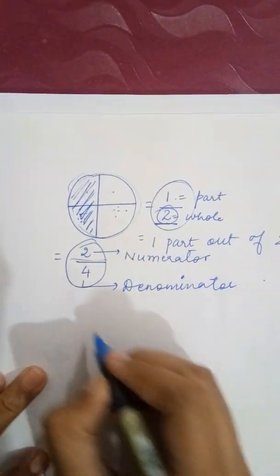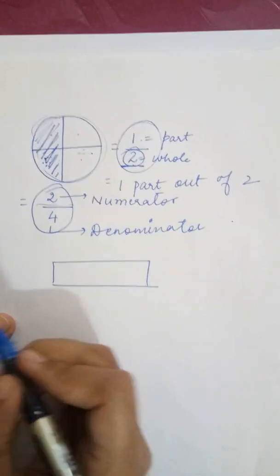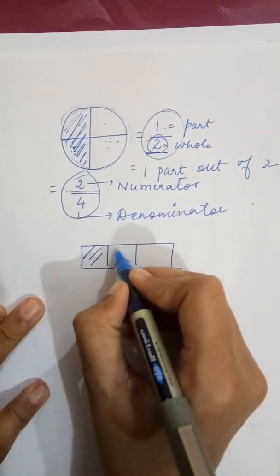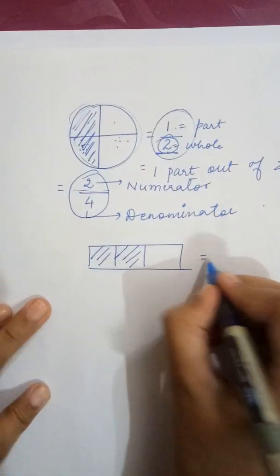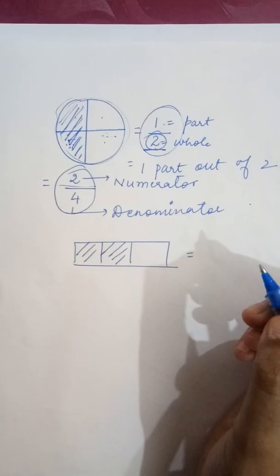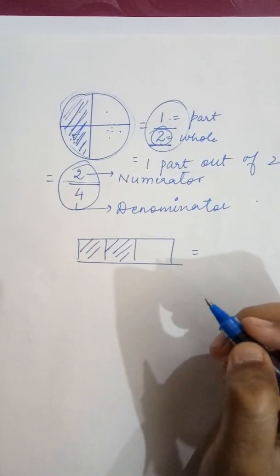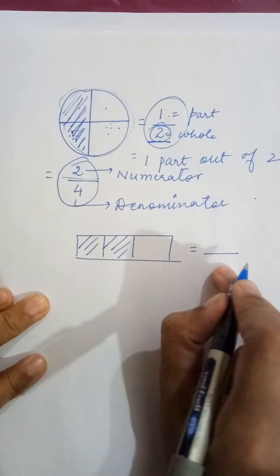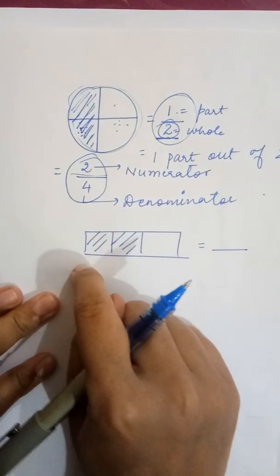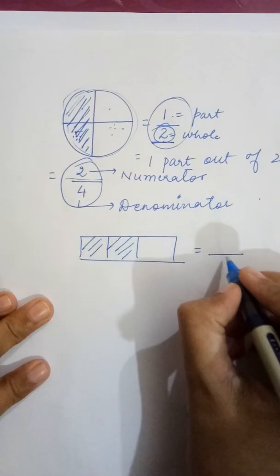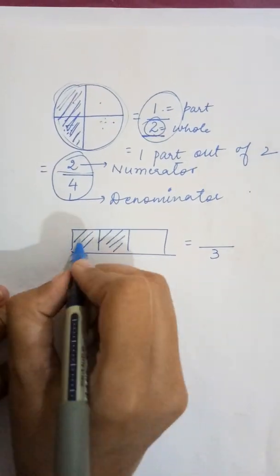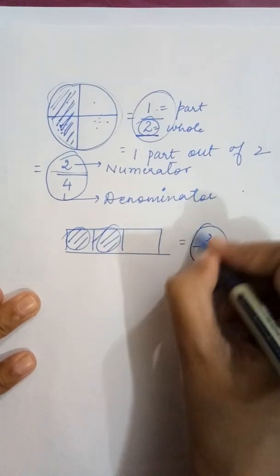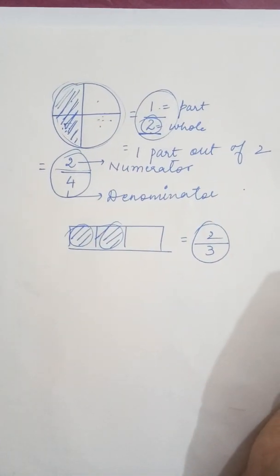Okay, if I am writing like this, this is a rectangle and I have divided it into 3 parts. I am saying that only 2 parts are shaded. Now you have to tell me the fraction of the shaded part. Always remember that in the denominator you are going to write the total number of parts. Now this figure has how many parts? 3. 1 2 3. So I am going to write here 3. And how many parts are shaded? 1 2. So 2 parts are shaded out of 3, and this becomes the fraction. This is what a fraction actually is.